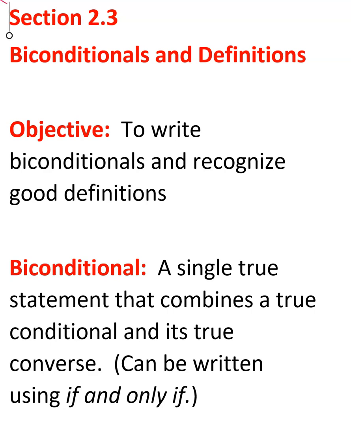Here we go with section 2.3, Biconditionals and Definitions. The objective today is to write biconditionals and recognize good definitions. A biconditional is a single true statement that combines a true conditional and its true converse. It can be written using if and only if. So here's kind of your keywords that you're looking for. I abbreviate this as IFF. It kind of looks like you're spelling the word if wrong, but it stands for if and only if.